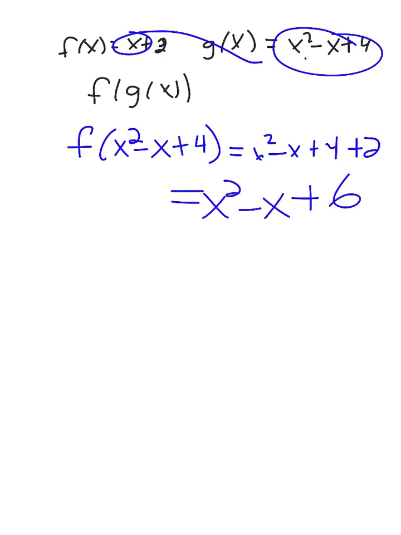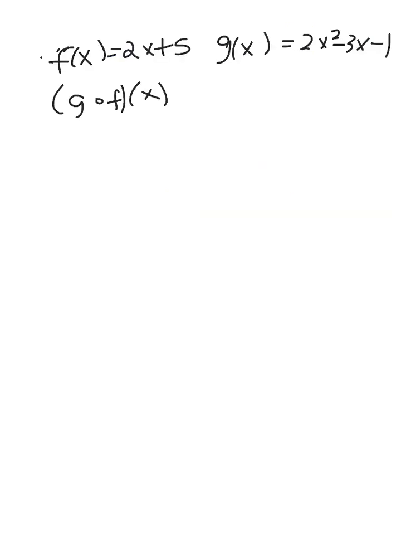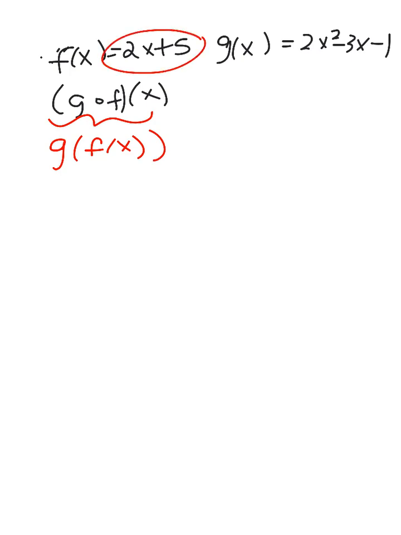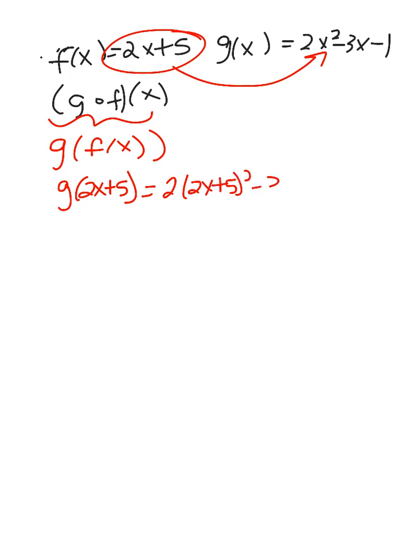All right, let's take a look at 4b. All right, so 4b is written slightly different, the composition. It's g of f of x. So I'm going to take f, and I'm going to plug it in for g. Right, so I'm looking for g of 2x plus 5. So it's 2 times 2x plus 5 squared minus 3 times 2x plus 5. And then I have minus 1. So I need to double distribute that. So that's 2x plus 5 times 2x plus 5.